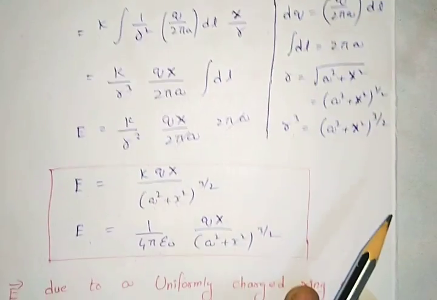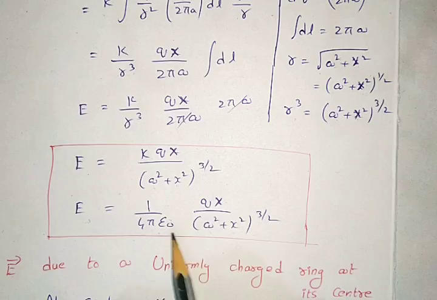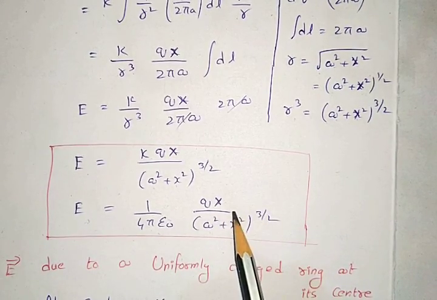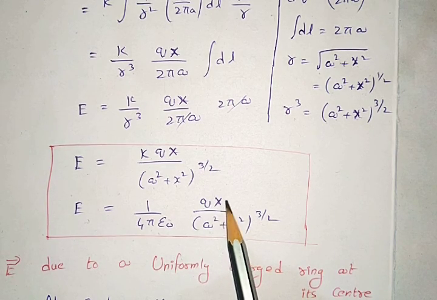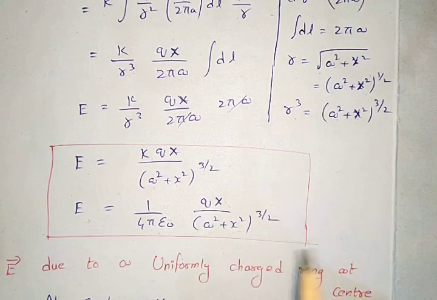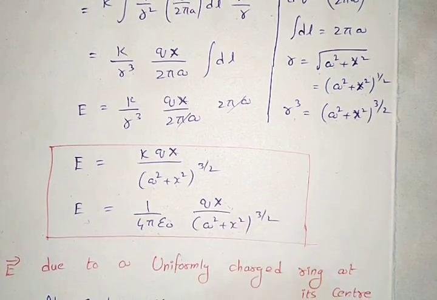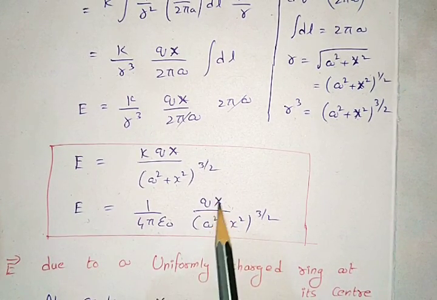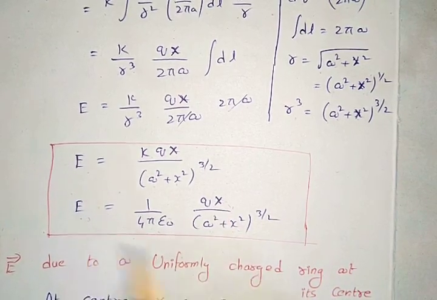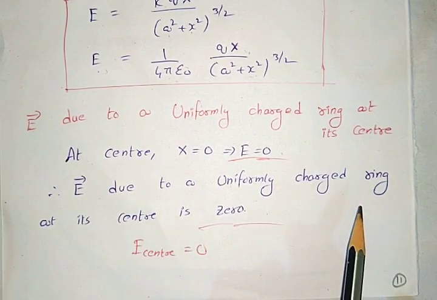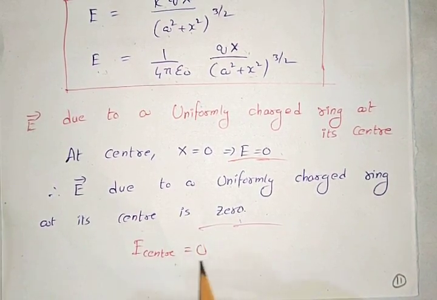Now mathematically, we have already derived that E is equal to 1 by 4 pi epsilon naught qx by a square plus x square power 3 by 2. At the center the value of x will be 0, because x is the distance from the center of the ring to the point where you are calculating the electrical field intensity. So substituting 0 in the place of x, the result will be E is equal to 0. That means you can conclude that the electrical field intensity due to a uniformly charged ring at its center will be 0. E center will be 0.